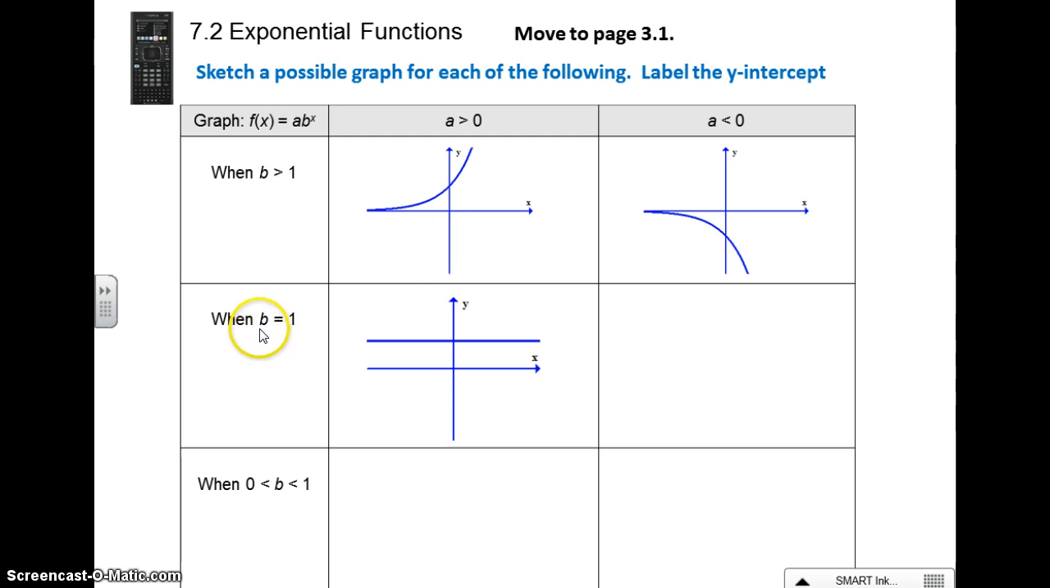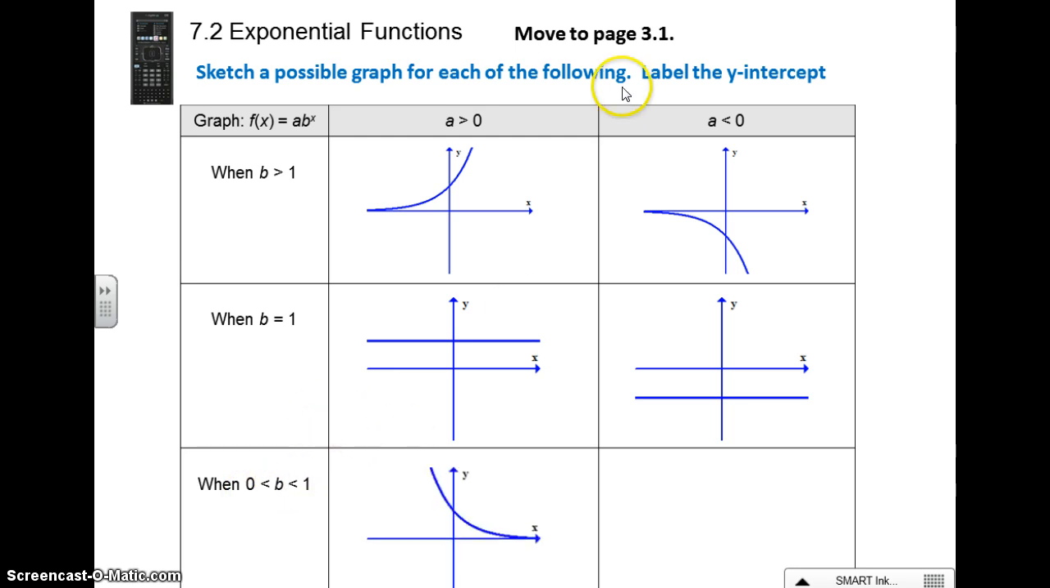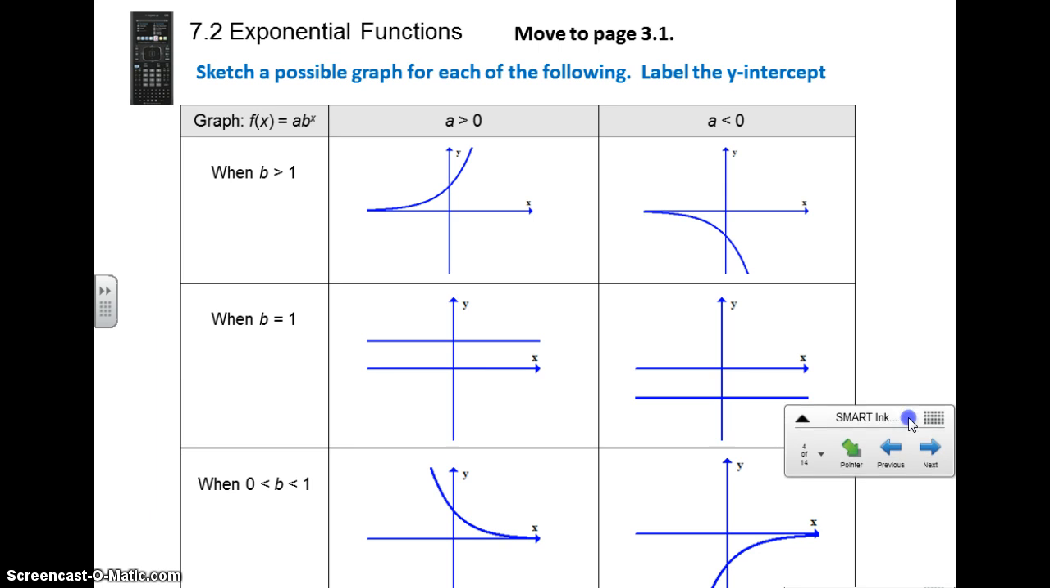What happens when b equals 1? Well, it doesn't grow at all. It stays as 1. What happens if a was less than 0? It'd be a line at 1, but it'd be down at minus 1 because it was reflected across the x-axis. It was sad. And what if it's a decay situation, where b is between 0 and 1 and a is greater than 1? Well, it would look like that. And if you reflect it across the x-axis, it would look like that.